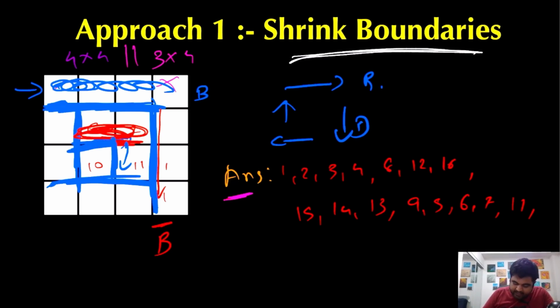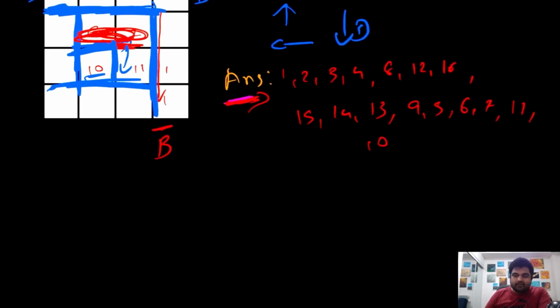and in the end we are only left with one value, value number 10, and we will add it to our answer, and this would be the answer that we need to return. So this solution works perfectly fine. We don't have to bother keeping track of the number of nodes visited because we are shrinking our boundary with every single iteration. And let's see what the pros and cons of this one are.